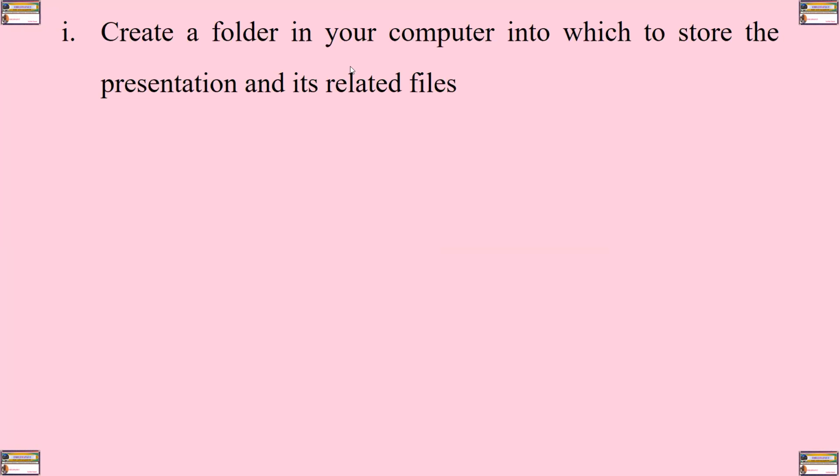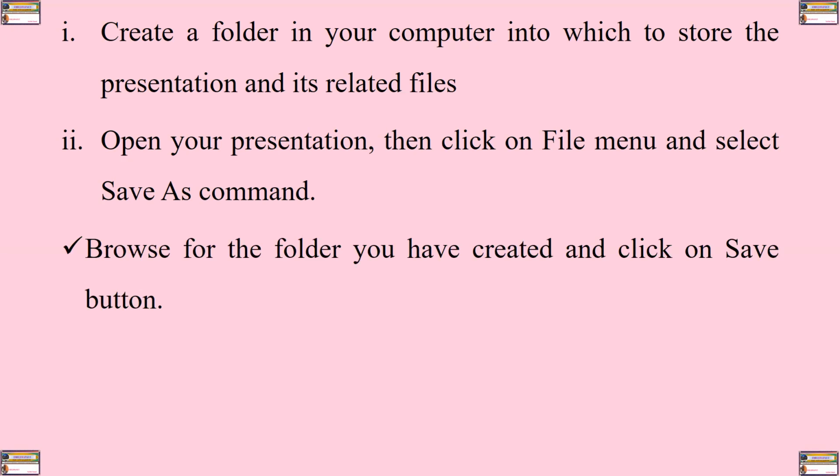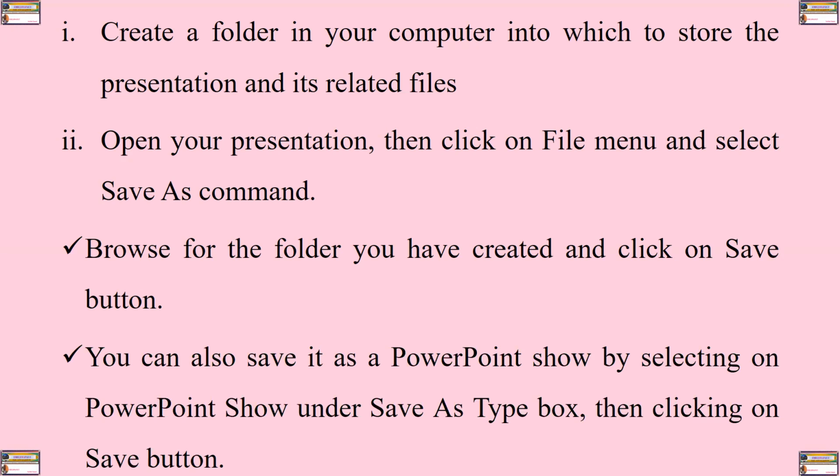Number one, you create a folder in your computer into which to store the presentation and its related files. Then you open your presentation, click on the File menu, and select the Save As command. Browse to the folder that you have created and click on the Save button. You can also save it as a PowerPoint Show by selecting PowerPoint Show in the Save As type box, then clicking on the Save button.